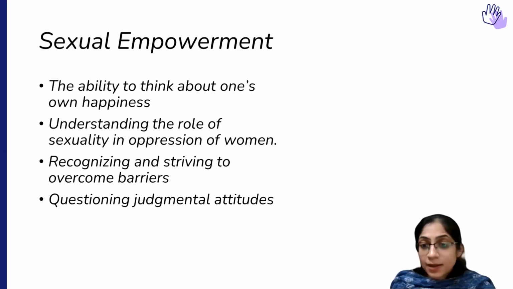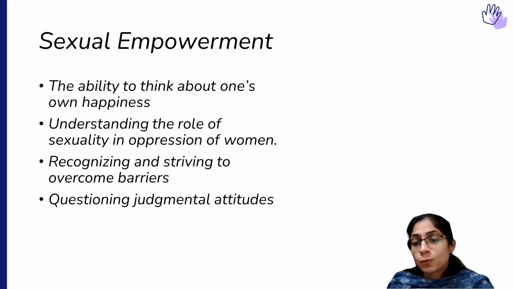Now, again, coming back to the concept which we started in the last unit, that of sexual empowerment. What is sexual empowerment? In the last unit, like I told you, it is the ability to take control of one's own life and choices, right? Sexual empowerment is to have control over or to be able to think about your own happiness. Like in the last slide, I was telling you that a woman does not even have the right to say yes or no. It is not looked upon nicely in the society.